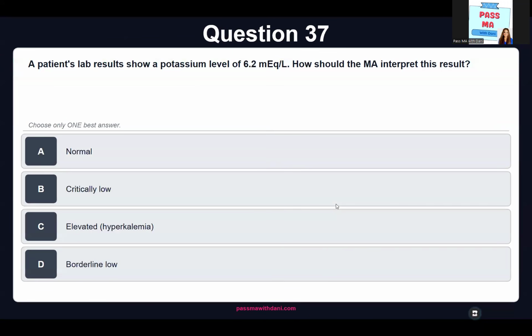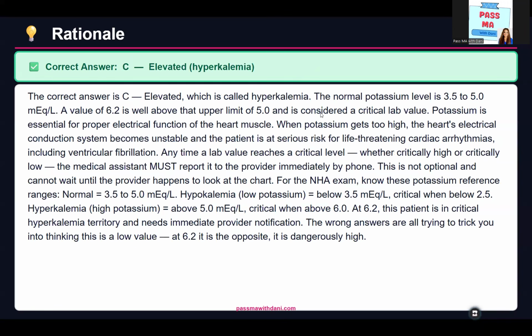All right, question 37. A patient's lab result shows a potassium level of 6.2. How should the medical assistant interpret the result? Is that A, normal? B, is it critically low? Is it C, elevated? Or is it D, borderline low? Potassium of a 6.2. If you said C, elevated, then you are correct.